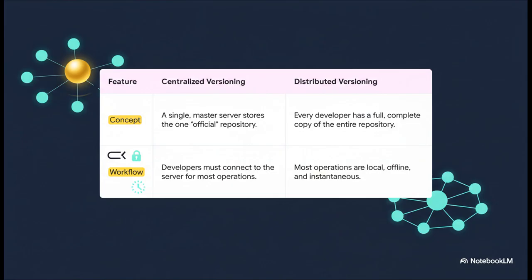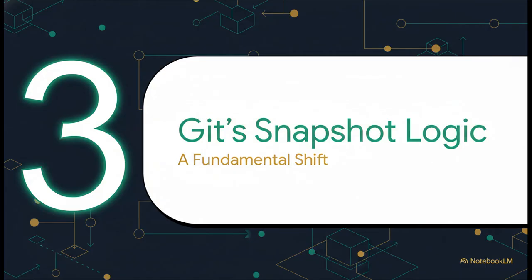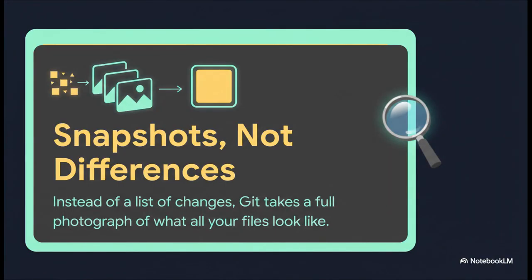Most of your work happens locally, and because of that, it's incredibly fast. And it's this distributed model that Git is famous for. It's all built on one simple but truly game-changing idea. This is the fundamental shift in thinking that makes Git so powerful, and honestly, it's the key to unlocking everything else. Okay, lean in for this one, because this is the single most important concept to grasp.